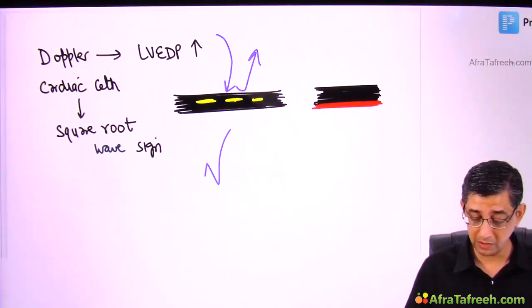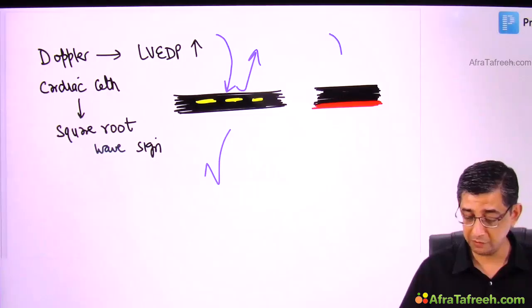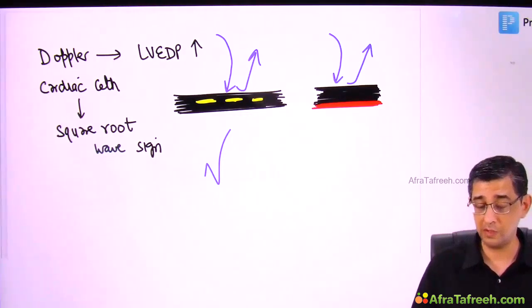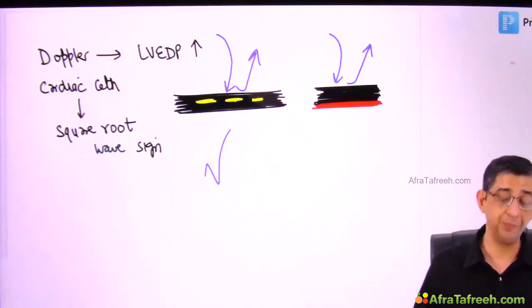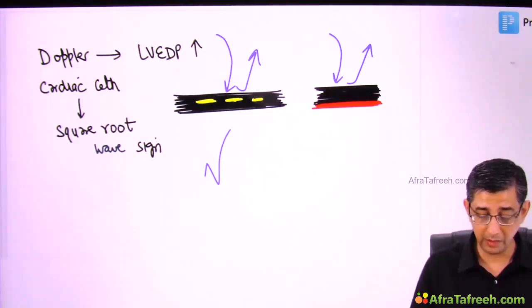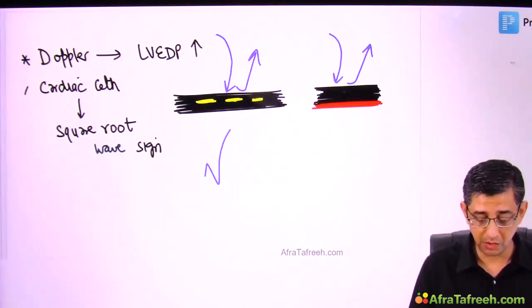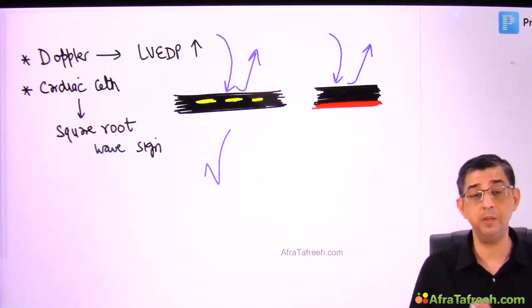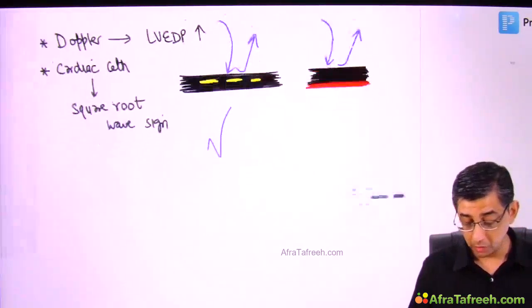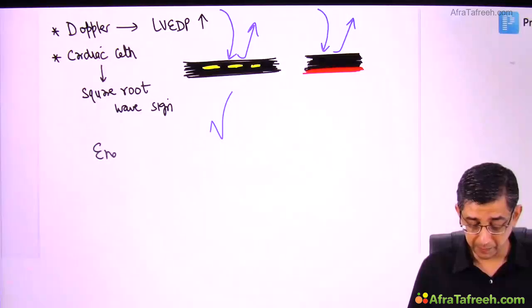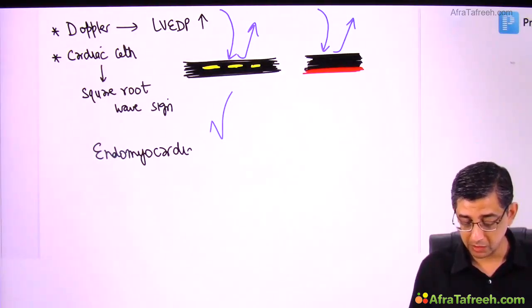Even in these patients, it's a possibility that because of the stiffness of the ventricles per se, the blood might bounce off. So the square root wave sign is going to be encountered in both of them. In fact, the findings that I've highlighted on transthoracic echo, Doppler and cardiac catheterization might be the same. So what is the best way to differentiate whether it is restrictive cardiomyopathy or constrictive pericarditis?